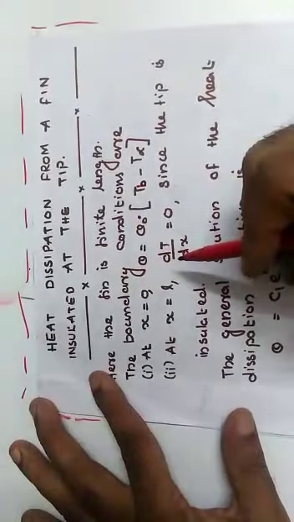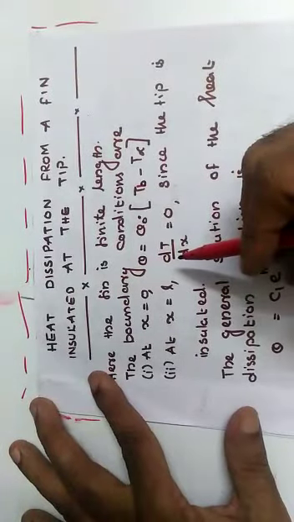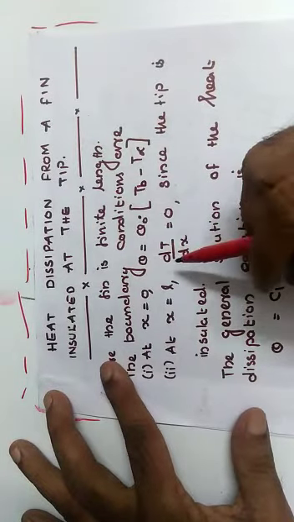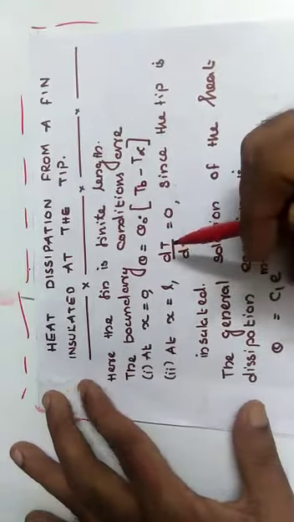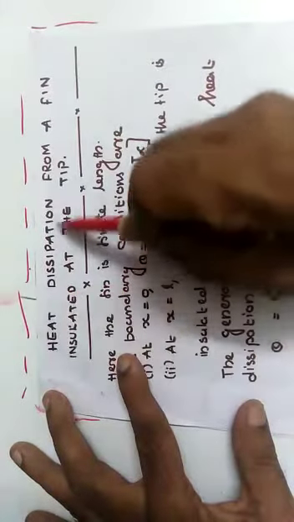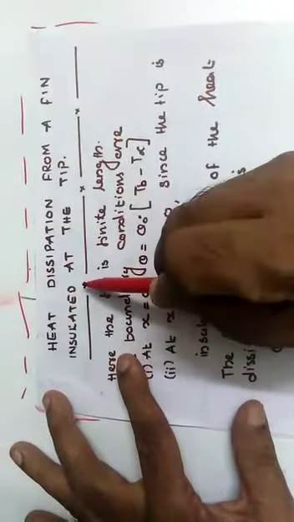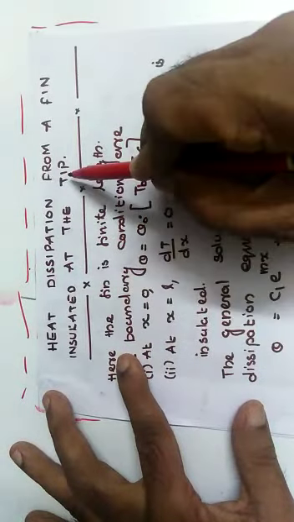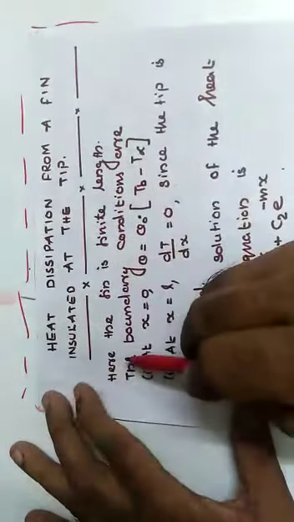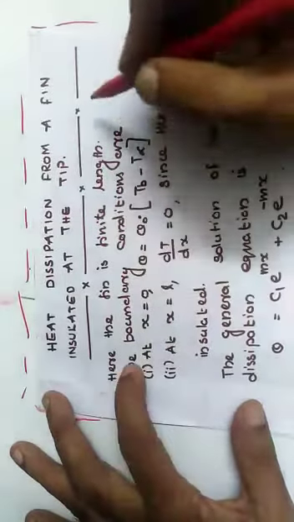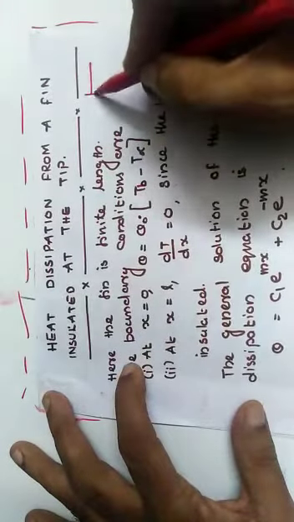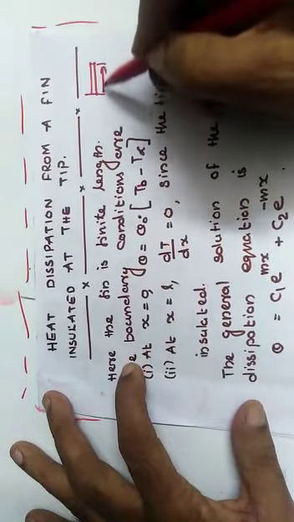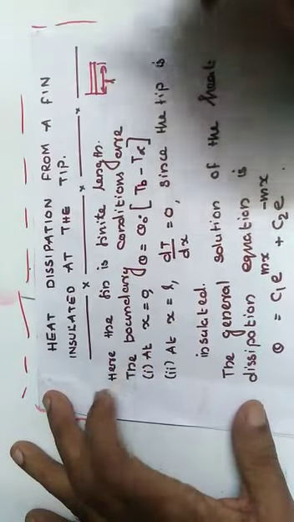In lecture 3, we had seen the heat transfer rate through a fin of infinite length. In this lecture, we will see the heat dissipation from a fin which is insulated at the tip, or we will calculate the heat transfer rate from a fin of finite length. Instead of infinite length, we calculate the heat transfer rate through a fin of finite length.